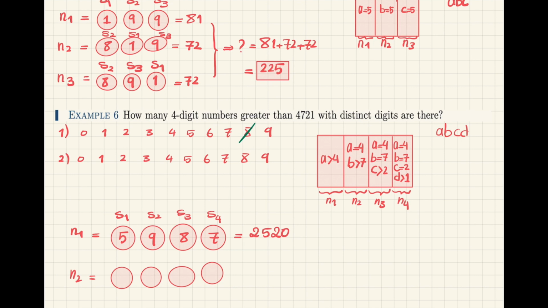So, stage 1, how many options are there? I want to put 4 there, so there is only one option here. It means 4 is gone, because repetition is not allowed. But b should be greater than 7. Greater than 7, I have 2 options, so I put 2 here, but one of them is also gone. For example, let us cross 9.